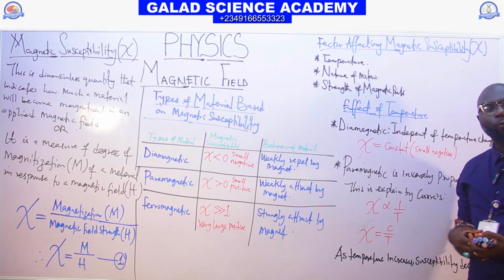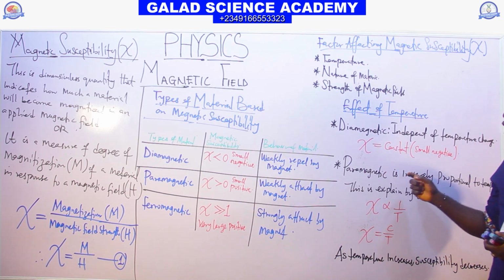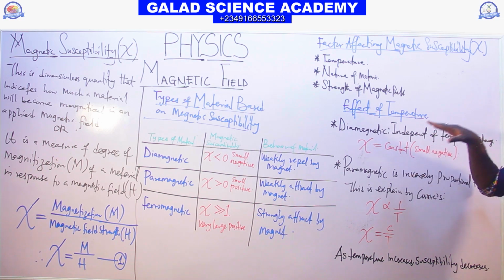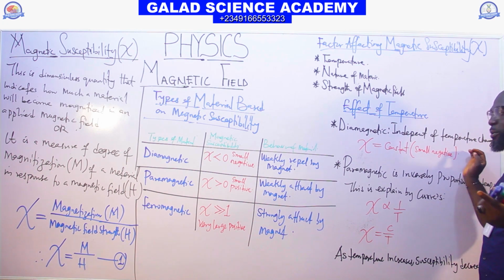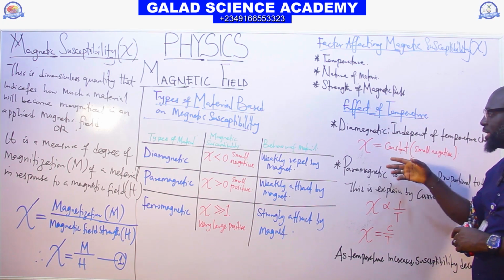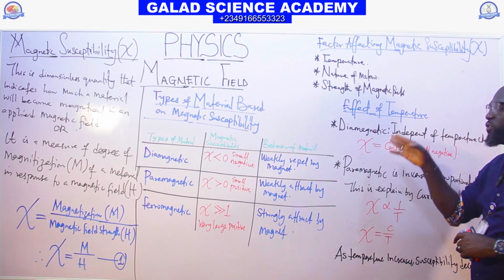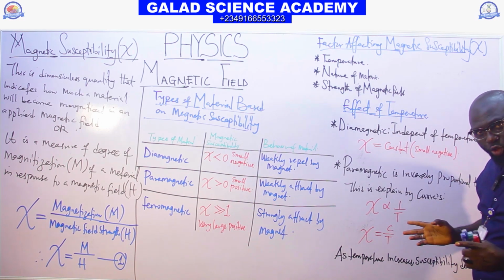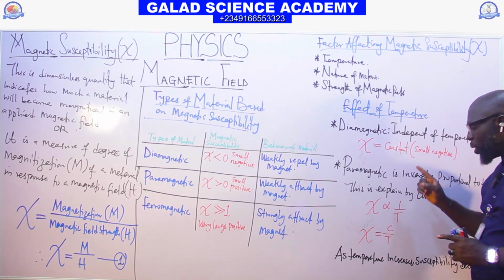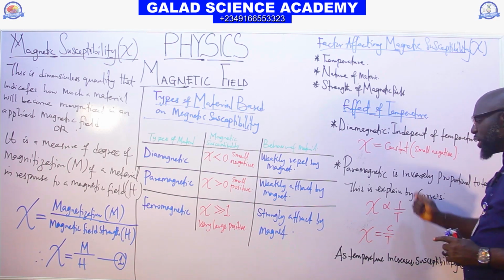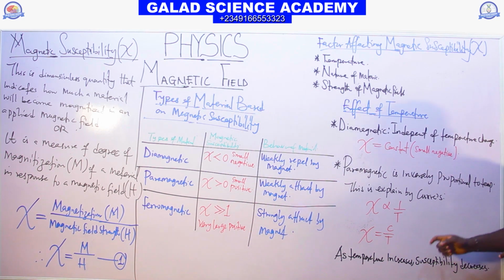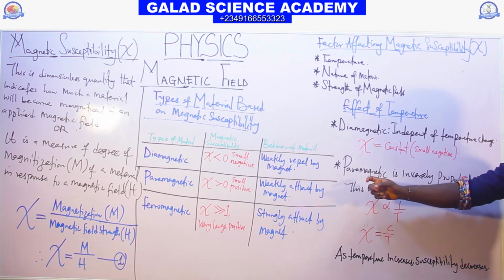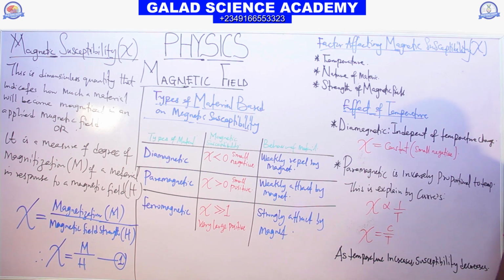When the temperature of diamagnetic material increases, what happens to the magnetic susceptibility of diamagnetic material? It has nothing to do with it. But whenever the temperature of a material increases and the magnetic susceptibility of the material decreases, the material is paramagnetic.